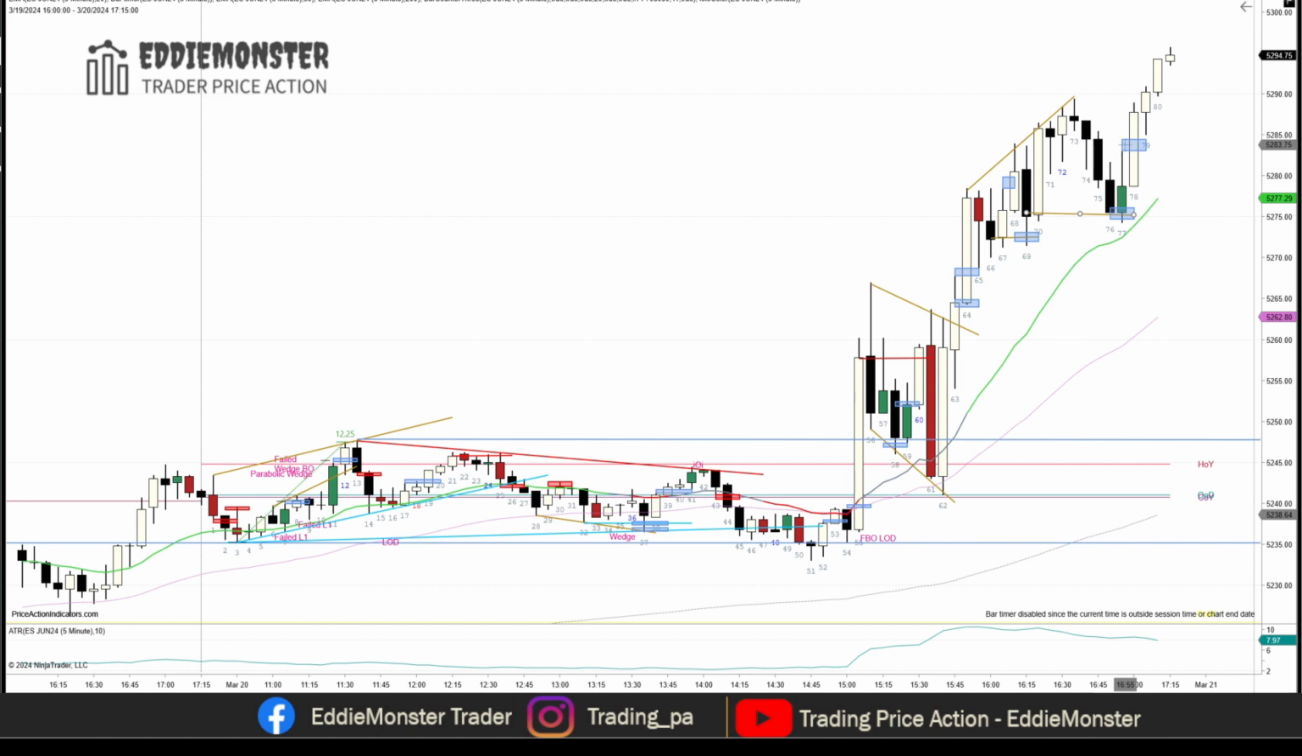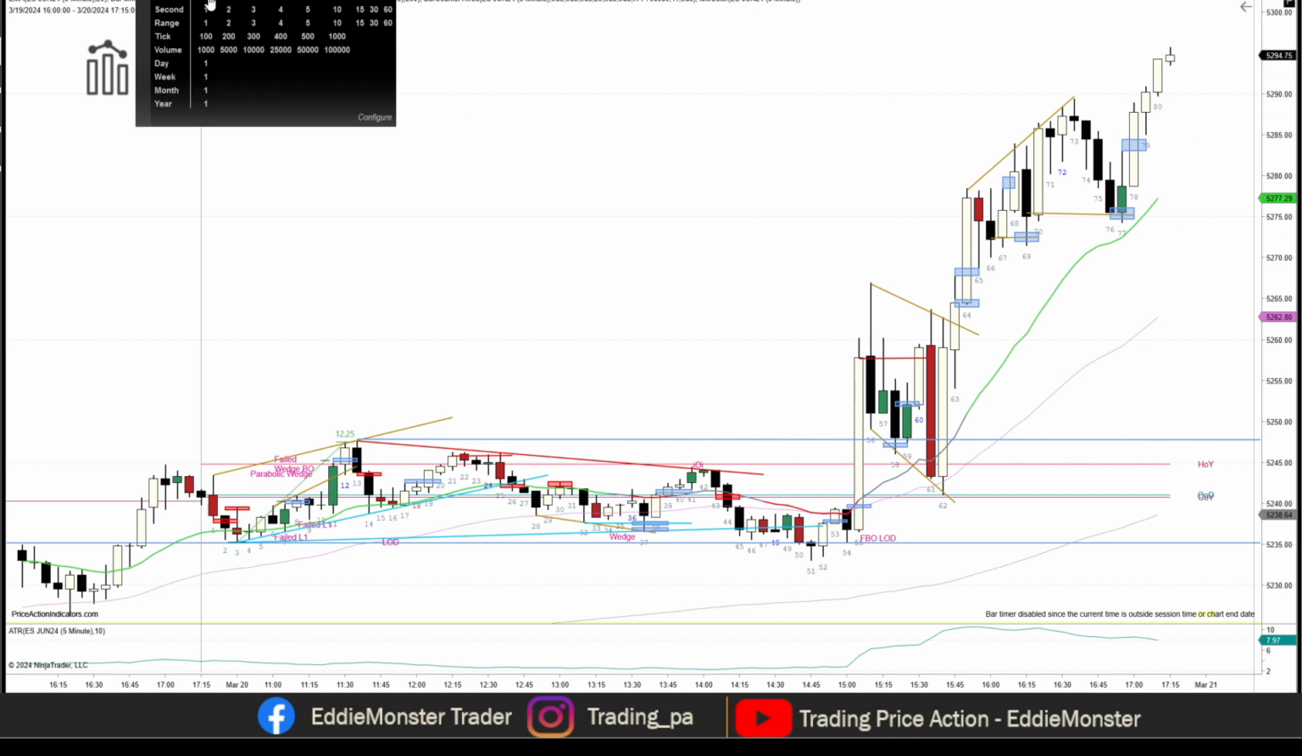77 is trend resumption at the end of the day. Sometimes when we have these spikes at the end of the day, we can have this kind of rally for the end of the day. So that's normal. So what I want to show you with 1 minute in this case is the following.